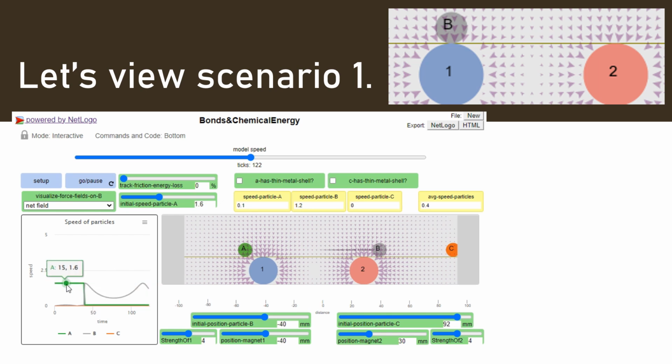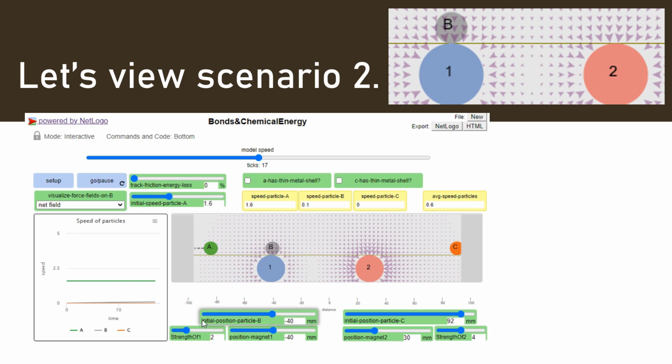Here is what I want you to notice. Here was that initial speed of A. Here was the bond being broken, the bond forming, and then look at what it is. Interesting. And see now that magnet 1 has a strength of 2, while magnet 2 has a strength of 4. B is currently bonded to 1 still. I've kept my initial speed of particle A the same. I've started it moving, but paused it here so we can watch what happens. The bond breaks. Now the bond forms. And look, here is the amount of kinetic energy, the speed. And then look what happens as that bond forms. Look at that kinetic energy. Huh.